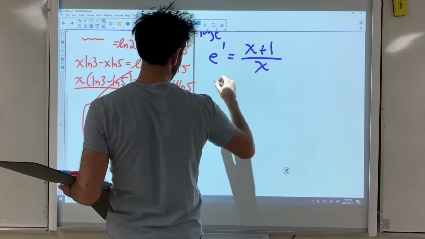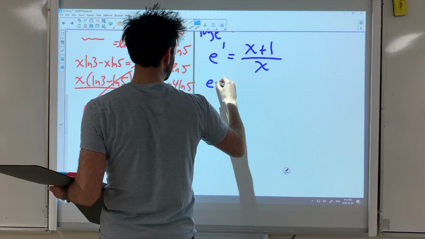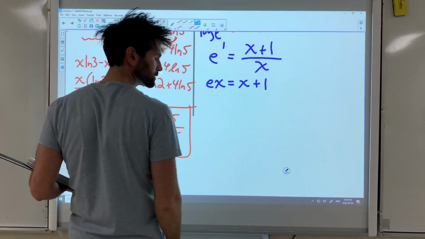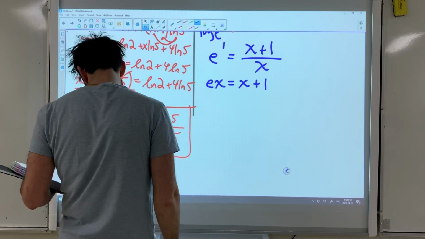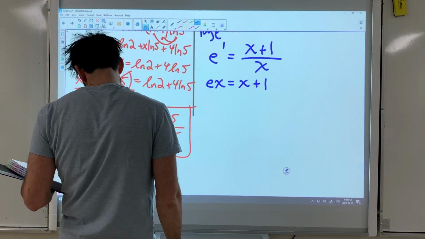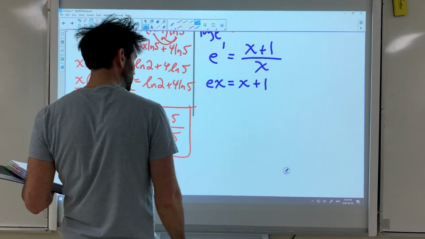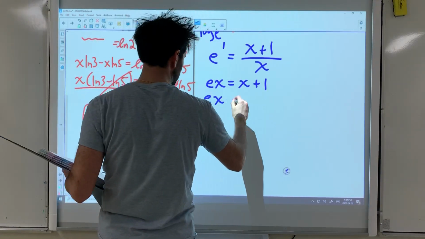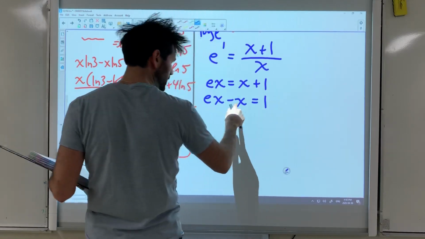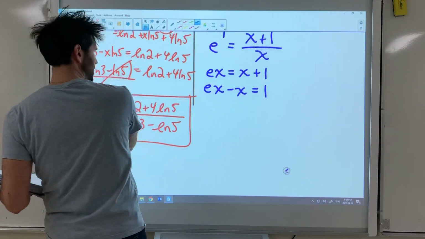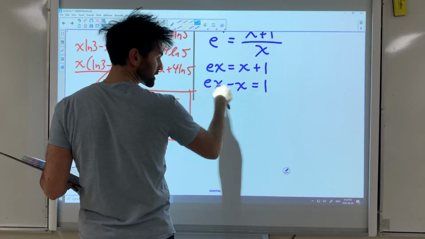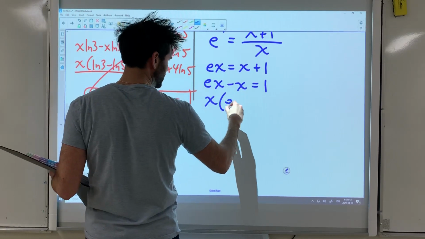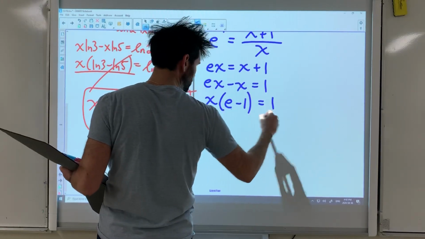So I'm going to multiply both sides by x. And I'm going to get e times x equals x plus 1. Okay, then what? Well, I suppose, solve for x, so move this over here. So you're going to get e times x minus x equals 1. Now, this is tricky. I'm not going to deny it is tricky. But you have an x common to both terms. So pull out the x. You would get e minus 1 times x equals 1.